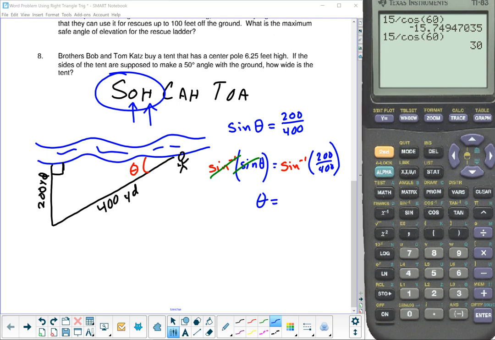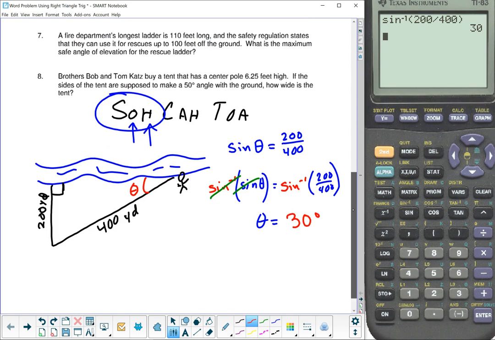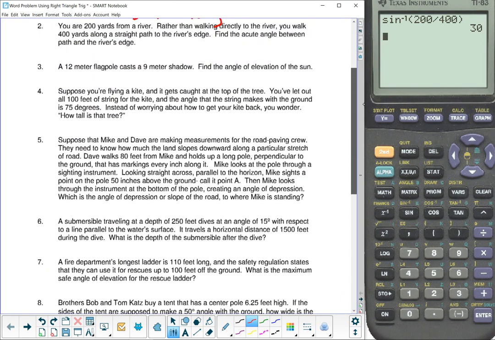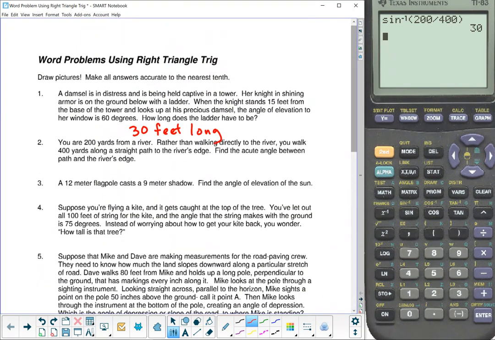Now in the calculator, you need to figure out inverse sine of 200 divided by 400. And please close that parenthesis. It will work without it, but please close it for completion, because every now and then you may have other things, and if you don't close it, you will get a wrong answer. So theta equals 30. 30 what? 30 degrees. So the acute angle between the path and the river's edge is 30 degrees.